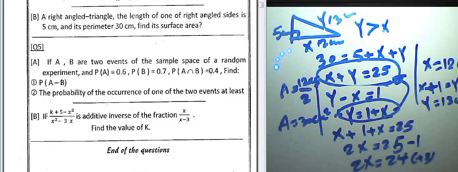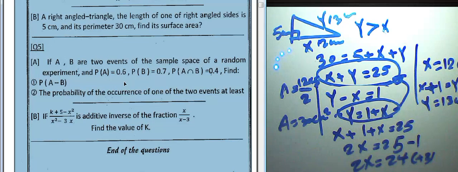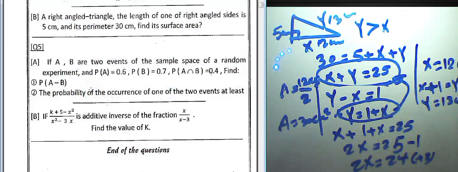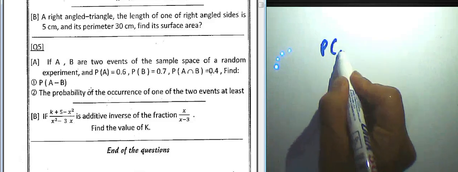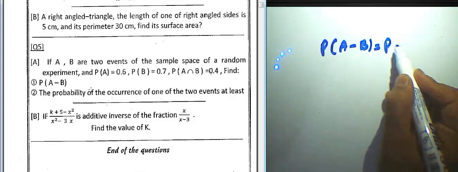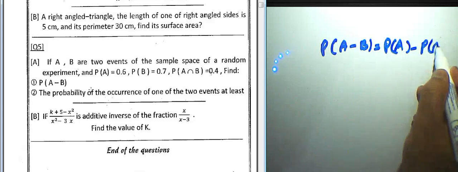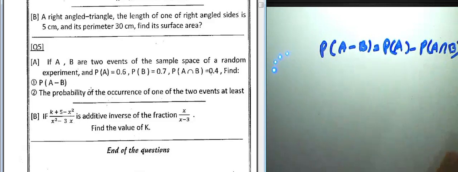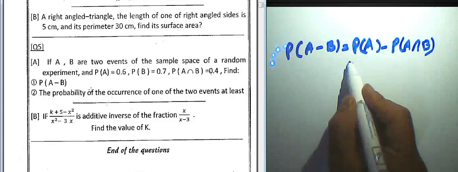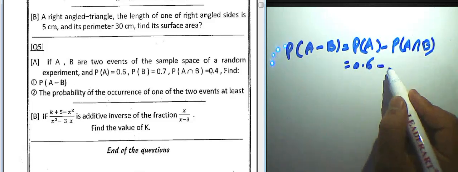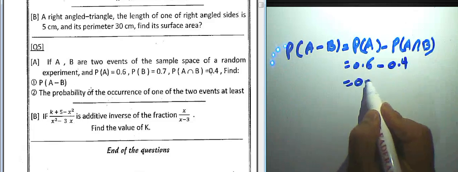Question number 5. If A and B are two events of the same space of a random experiment, and the probability of A equals 0.6, the probability of B equals 0.7, and the probability of A intersection B equals 0.4, find the probability of A difference B. We can find the probability of A difference B. It means the probability of A minus the probability of A intersection B. Okay, put here 0.6 minus the probability of the intersection, which equals 0.4. The result will be 0.2.